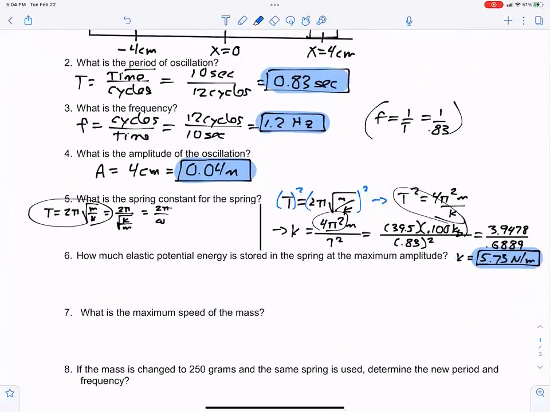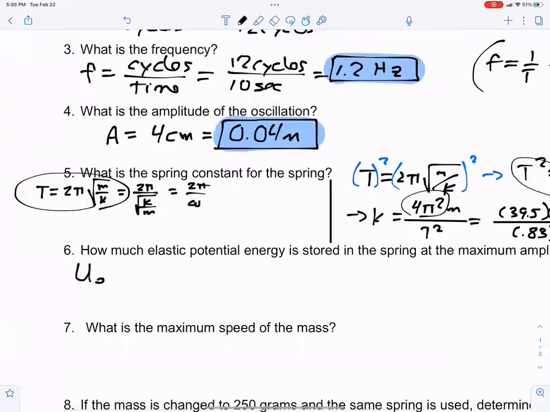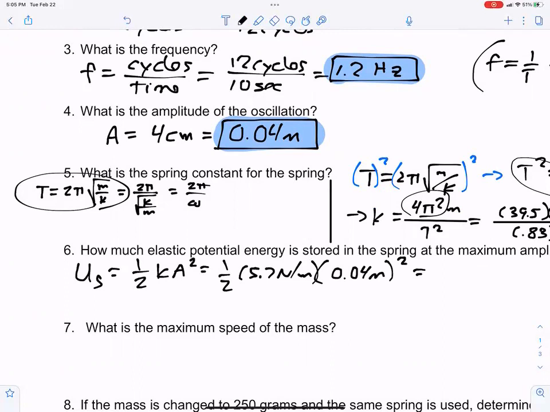How much elastic potential energy is stored in the spring at maximum amplitude? Well, elastic potential energy or spring potential energy, the equation for it is 1/2 k x squared. Now at maximum amplitude, we would write it as 1/2 k A squared. So it's 1/2 times 5.7 newtons per meter, that's our k that we just found, times our amplitude of 0.04 meters squared. So we're going to put this part in first, we're going to square it, times by 5.7, and then take half.